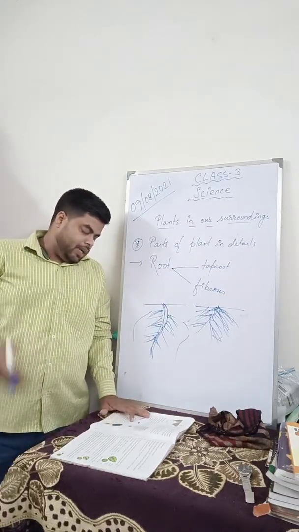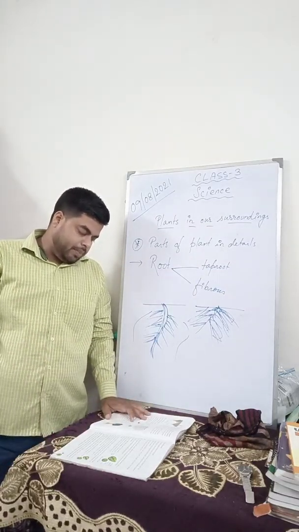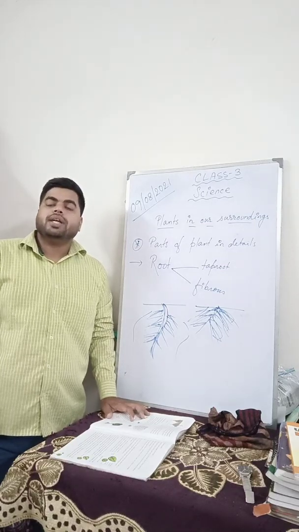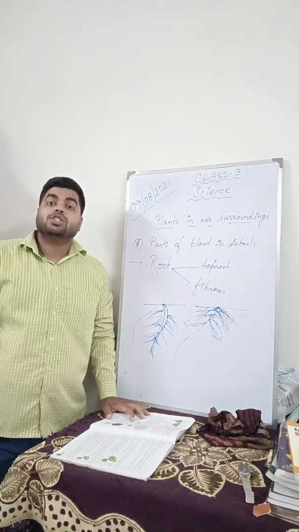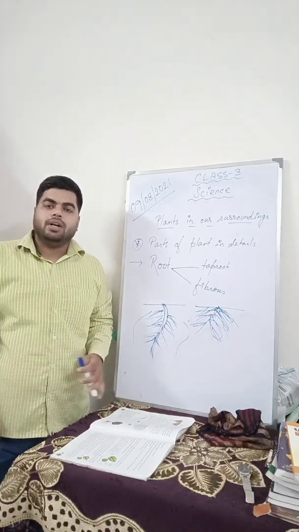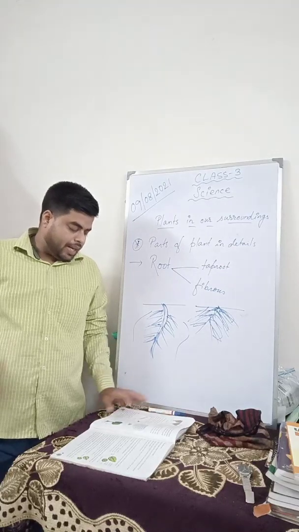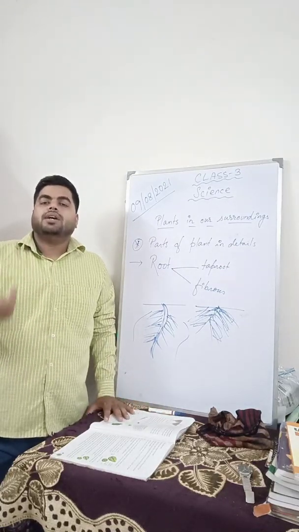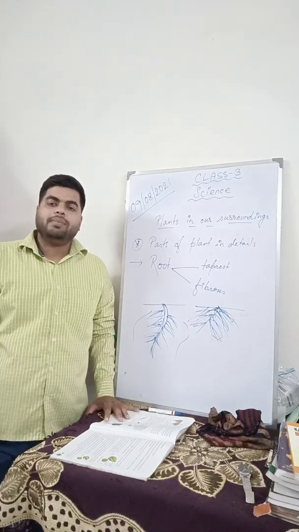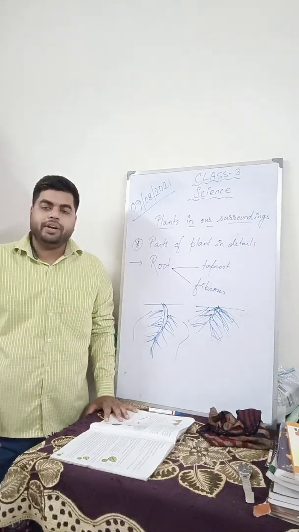Some roots like carrot, radish, and turnip store food prepared by the plants. We eat roots of such plants. So there are a few roots which can store food in them, and when they store food, they grow big in size, and after that we eat them. For example, carrot, turnip, radish are all roots which can store food in them, and we feed on them.